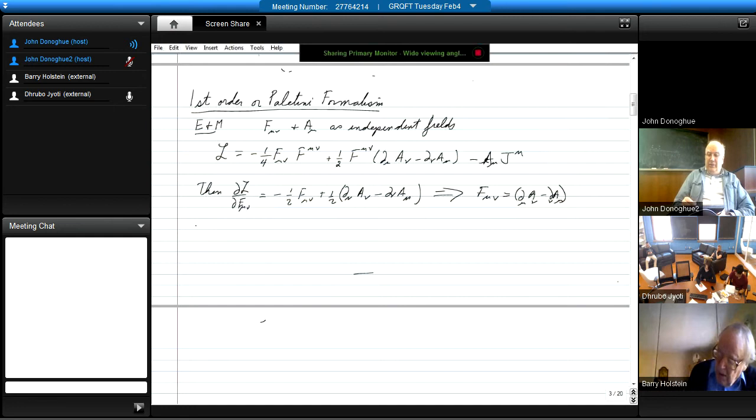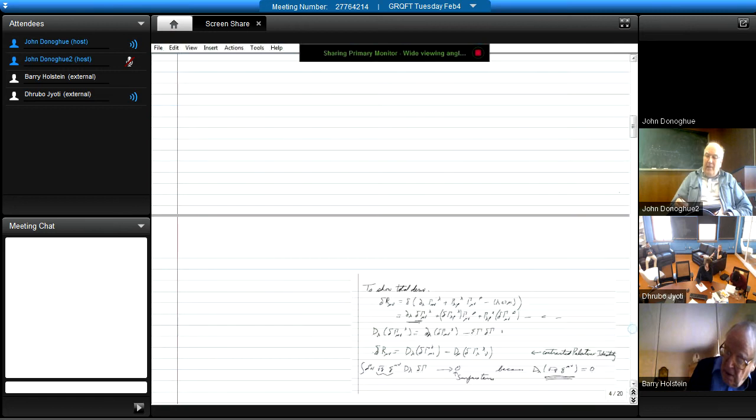Okay, and then you take the variation of the Lagrangian, so \partial_\mu, with respect to A_\nu, minus the equations of motion for A_\nu, and this turns into \partial_\mu F^{\mu\nu} equals j^\nu. Okay, so you've reproduced Maxwell by treating these things independently.